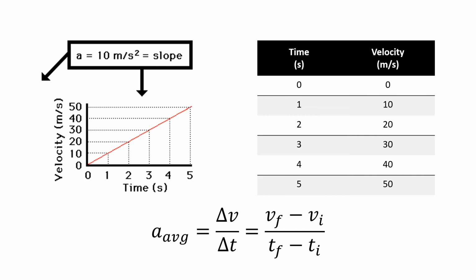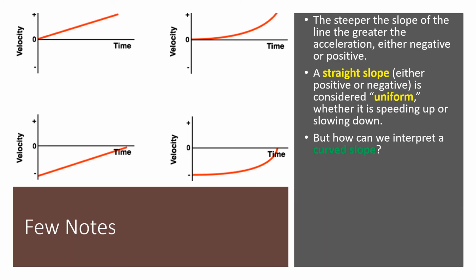Similarly over here, if you follow the same steps, let's just do from 0 to 2 seconds. It'll be 20 minus 0 divided by 2 minus 0, which is 10 meters per second squared for my slope. And it's going to be the same for any pairs you pick. So, a couple of notes. The steeper the slope, the greater the acceleration. It can be positive or negative. And a straight slope is considered uniform, whether it's speeding up or slowing down. So these are considered uniform here and here.